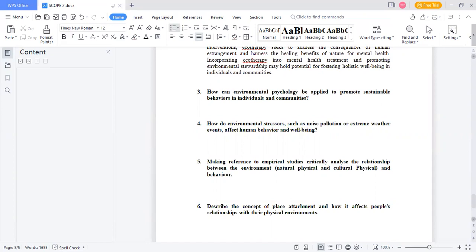Some of the questions that will follow are listed below: how can environmental psychology be applied to promote sustainable behaviors in individuals and communities? And also, how do environmental stressors such as noise pollution and extreme weather events affect human behavior and well-being? And also, making reference to empirical studies, critically analyze the relationship between the environment, natural, physical, cultural, and behavior as well. And also describe the concept of place attachment and how it affects people's relationship with physical environments.